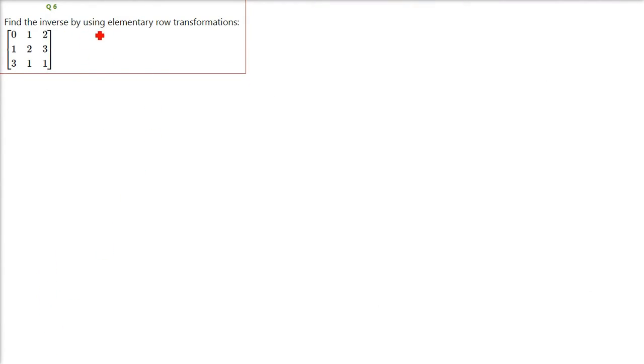Find the inverse by using elementary row transformation. So this is a 3 by 3 matrix and we'll apply the elementary row transformation and then we'll try to find out the inverse of this matrix. So we have A equals I into A. Identity matrix, when you multiply it with any matrix, is going to come as the same matrix. So even if you write A equals IA, it won't affect. They both are equal actually.